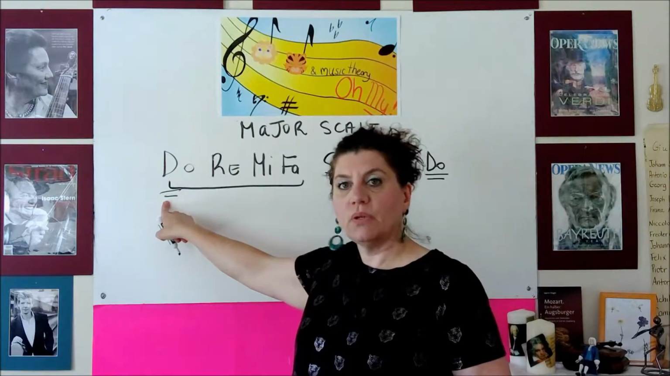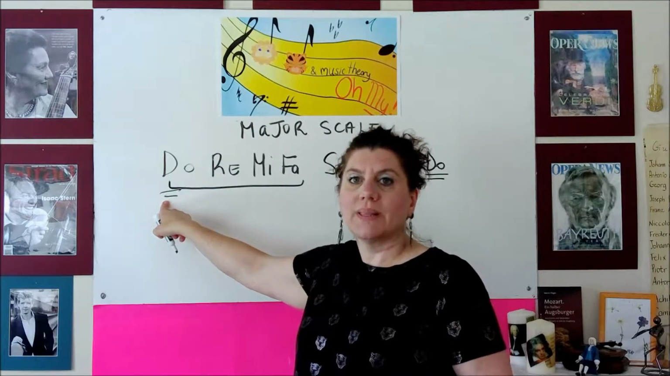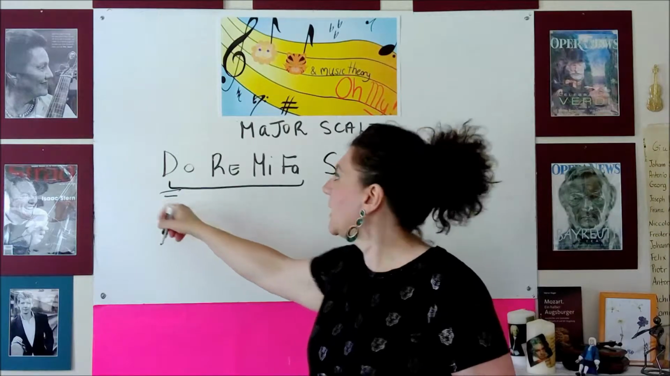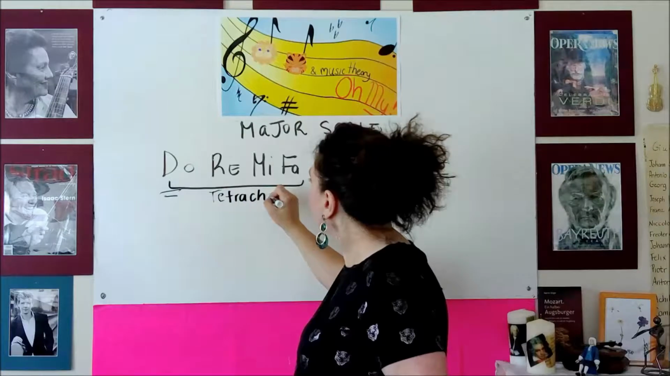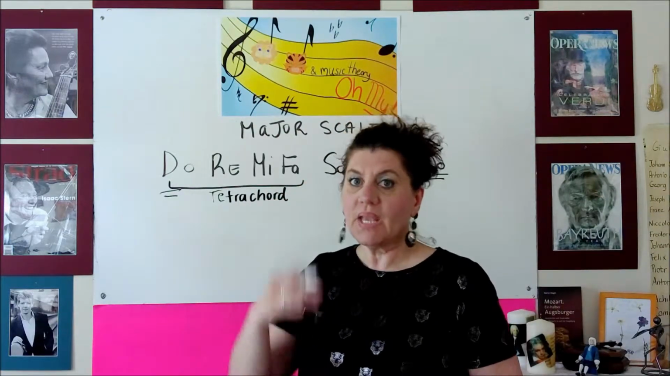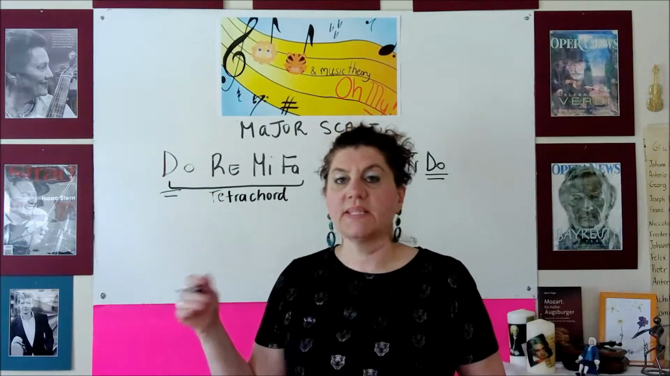But important to know how to recognize a major scale versus a minor scale is that you look at the first 4 notes of the scale. It's also called the tetrachord. Tetra means 4 in Greek. And basically we're going to look at the first 4 notes of the scale. That's very important.